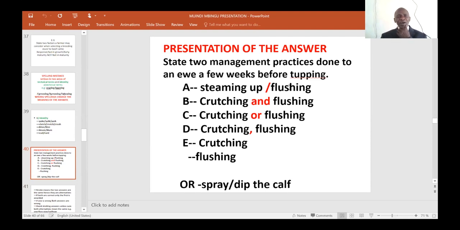Now, how do we present our answers? This is another area where students lose marks, even where the answers are around concepts that they know very well. State 2 management practices done to an ewe few weeks before tupping. Tupping is the act of mating in sheep.